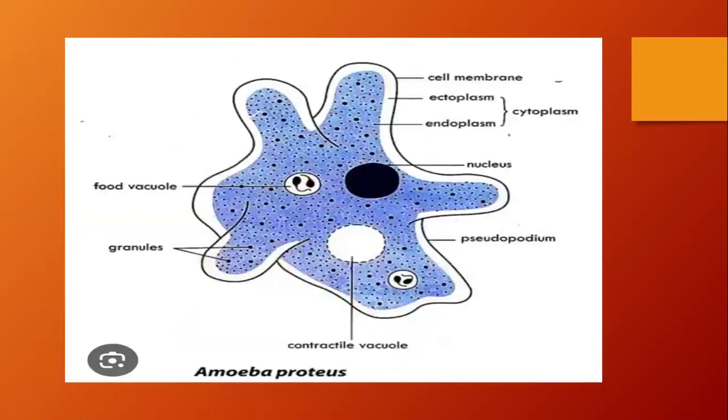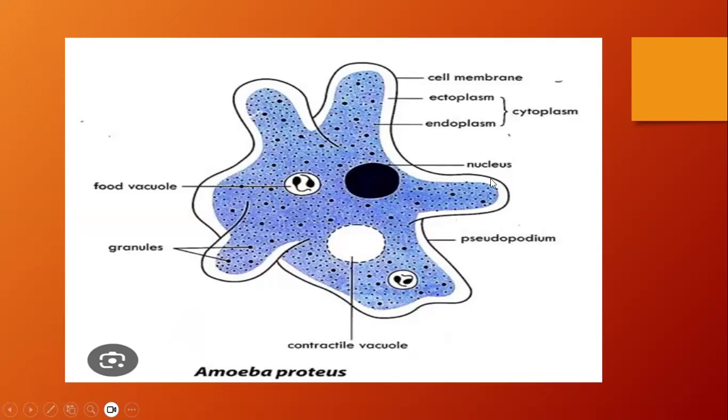Then another one we can discuss is the amoeba protozoa. This is just a typical animal-like organism in the cellular stage. And amoeba is shapeless, as you know. It possesses typical organelles such as the cell membrane. It possesses the ectoplasm and the endoplasm, which are the two parts of the cytoplasm. The ectoplasm is the outside part of the cytoplasm, while the endoplasm is the inner part of the cytoplasm.